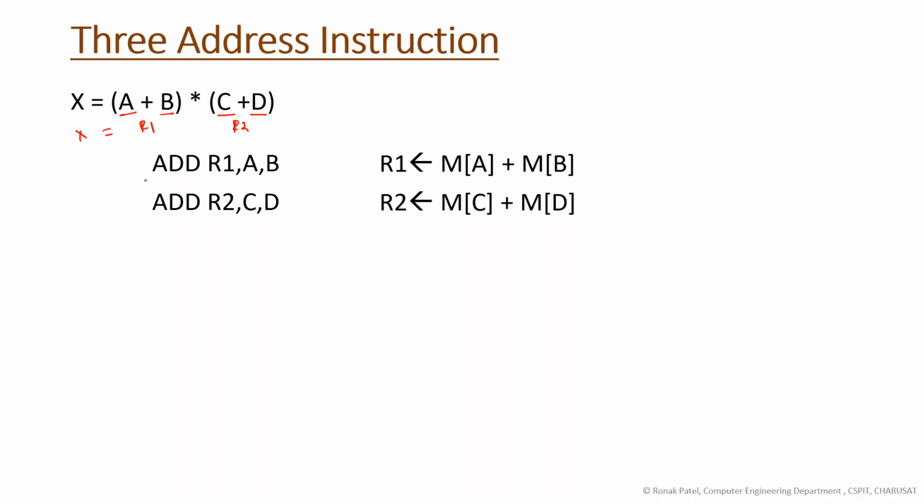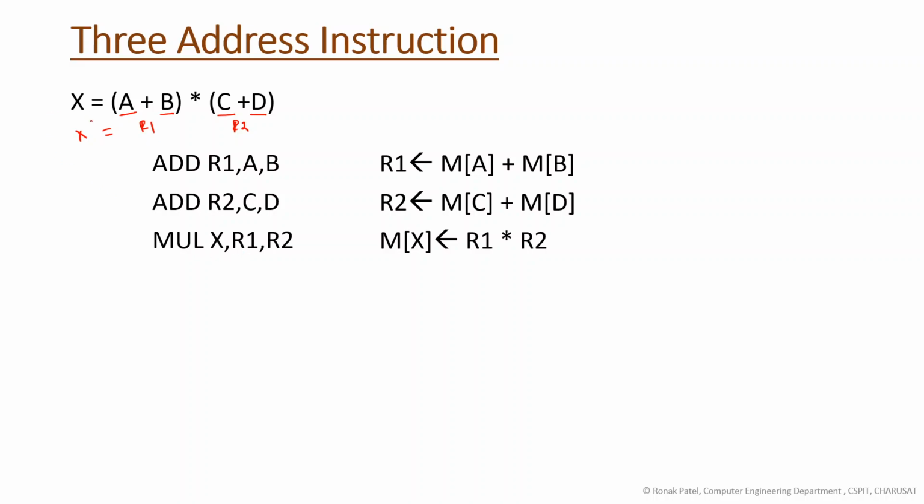Okay, now next, add R2 comma C comma D. For this, same thing. Then we have intermediate results R1 and R2. Now multiply R1 R2, and we want to store the result in X. X means at memory address X, we want to store the result. So after multiplying R1 R2, the result will be stored in X. For that, you need to write this instruction, so this instruction will do that.